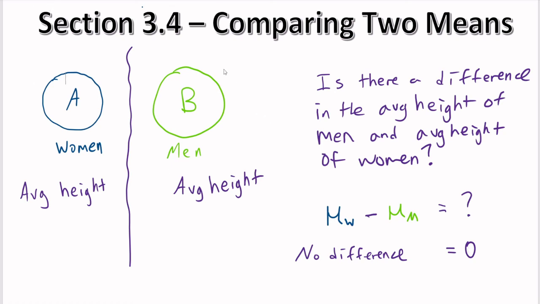What's another way of rewriting that, though? Because maybe you're thinking, oh, that's weird to say. Well, another way to rewrite no difference is to say that the average height of women is equal to the average height of men. No difference means they're equal. So we're interested in finding out if there is a difference.